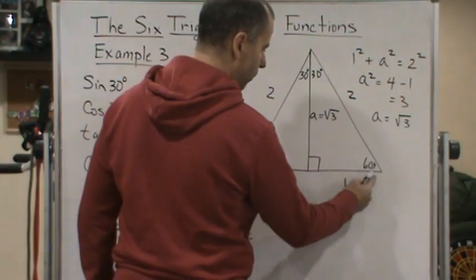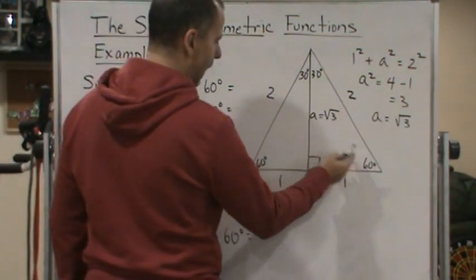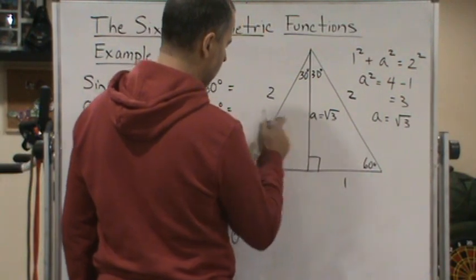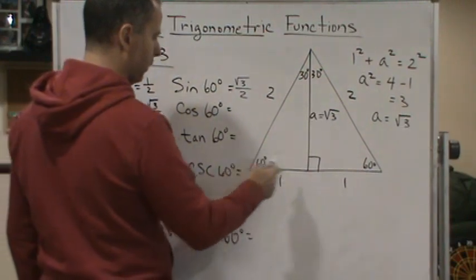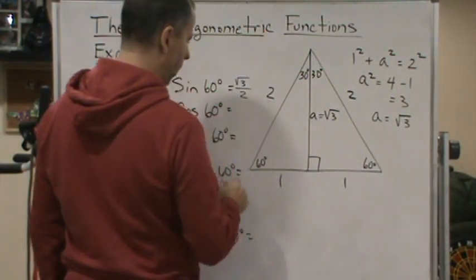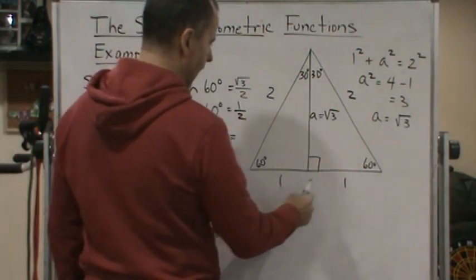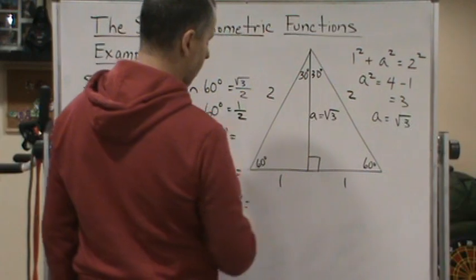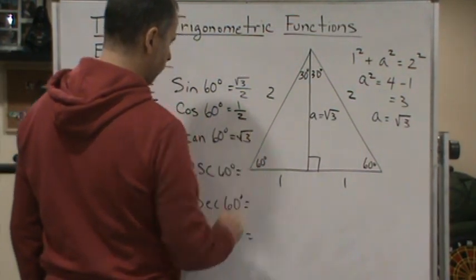Now this is our reference angle, so that's our theta. So now we're going to do opposite over hypotenuse, which is square root of 3 over 2. And then we're going to do adjacent over hypotenuse, so that's going to be 1/2. And then opposite over adjacent is going to be square root of 3 over 1, which is just the square root of 3.